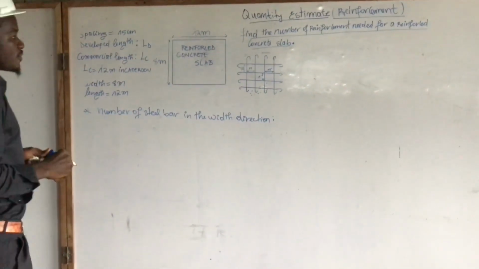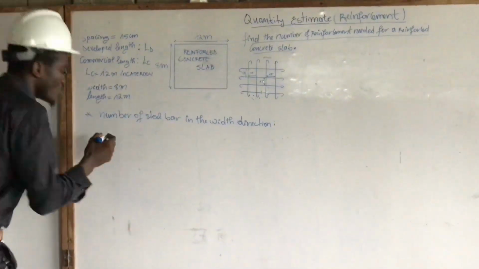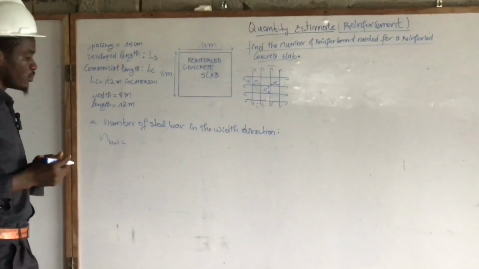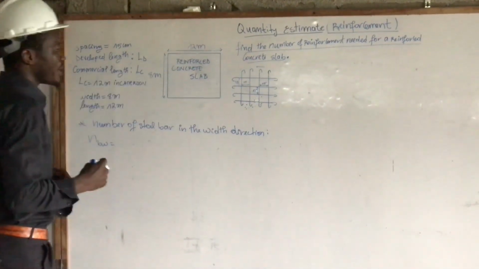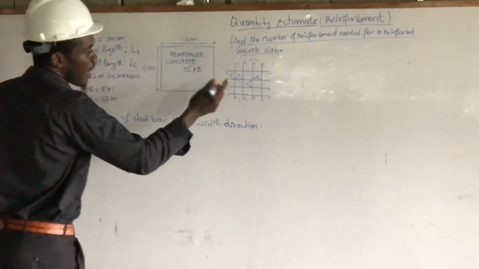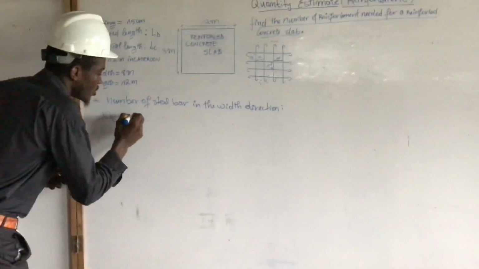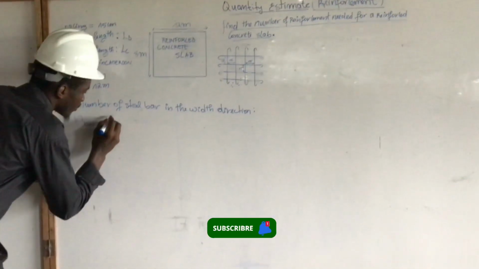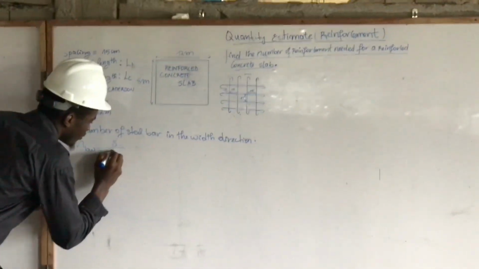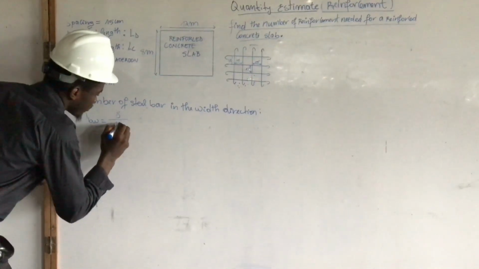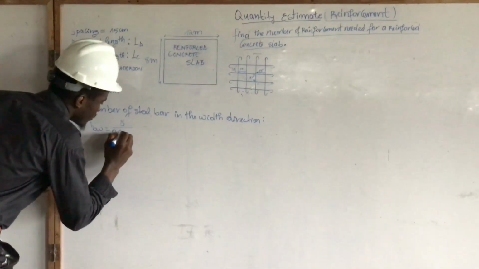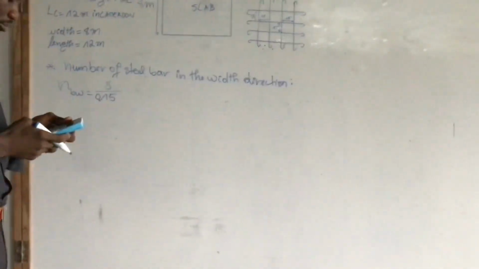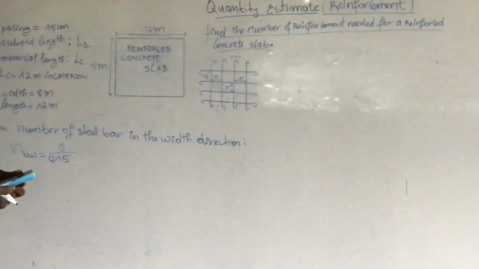To have the number of steel bar in the direction of the width, let's call it NBW. We will have to do the width divided by the spacing between two bars. The spacing is 15 centimeter, so we have 8 meters, which is the width, divided by 15 centimeter. Let's convert it into meter, which is going to give 0.15. You have 8 meters divided by 0.15.